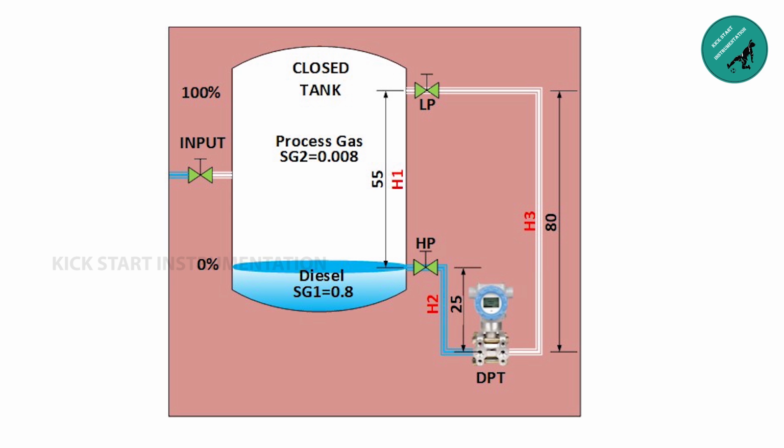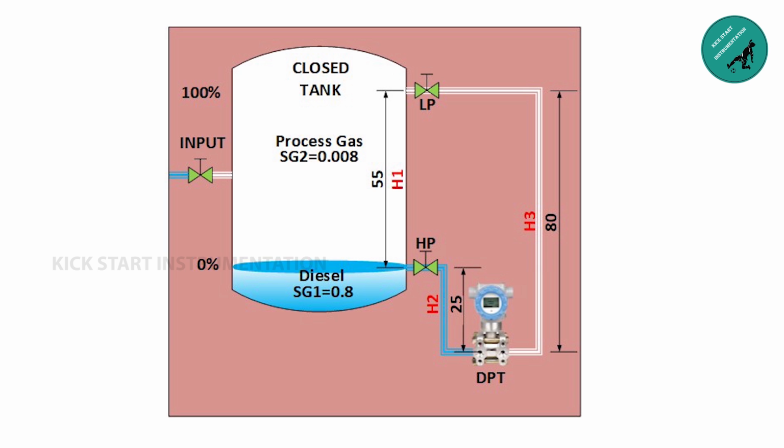We take level 0% at high pressure tapping point. Below this 0%, diesel will always be there. We take level 100% at low pressure tapping point. To calculate LRV, we see from level 0% to level 100% process gas is present.